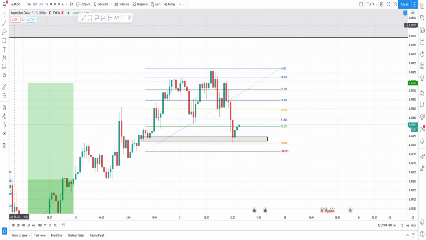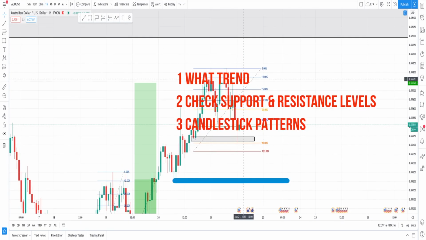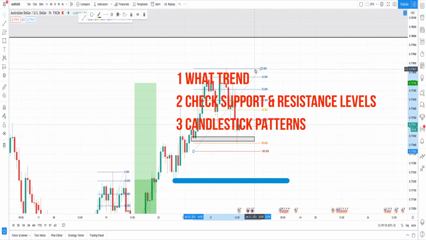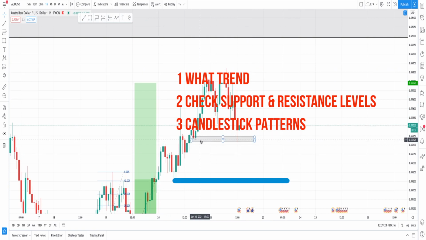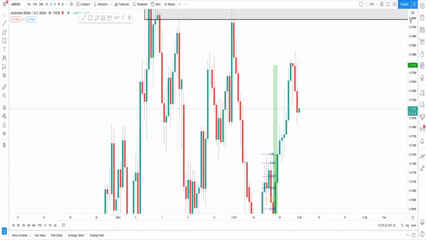Keep it simple, guys. So we'll go over 3 things. I already talked about 3 confirmations. Number 1, what trend is it? Is it an uptrend or a downtrend? Number 2, if it's an uptrend, support was retested and was it rejected, right? If it's a downtrend, was the resistance retested and rejected? And number 3 will be the candlestick patterns. Keep things simple, and there's no reason to overcomplicate trading, guys.